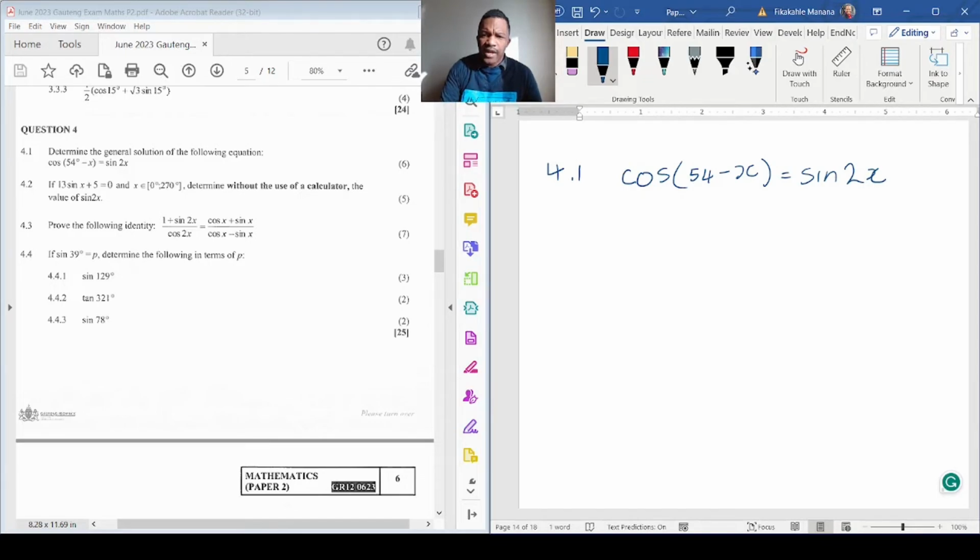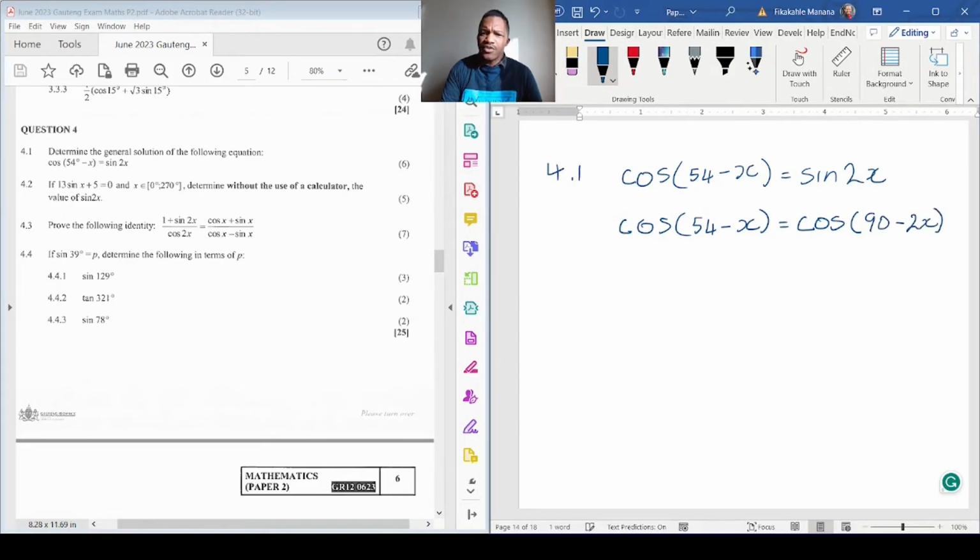Okay, now it looks like it will be much simpler to change the sine into a cos by saying cos 54 minus x is equals, now to change a sine into a cos, so I'm just gonna go ahead and write a cos. Remember, we have to introduce a co-ratio, and it's going to be 90 minus 2x.